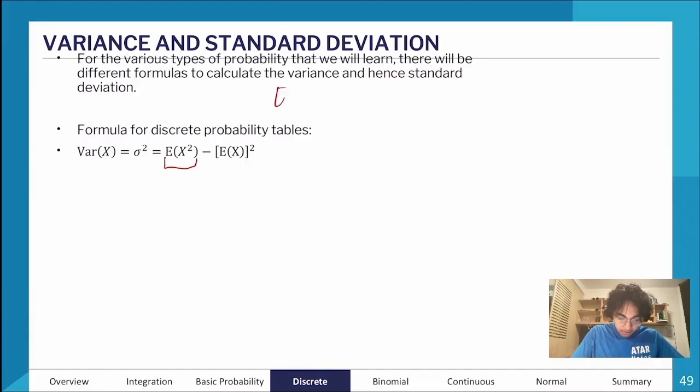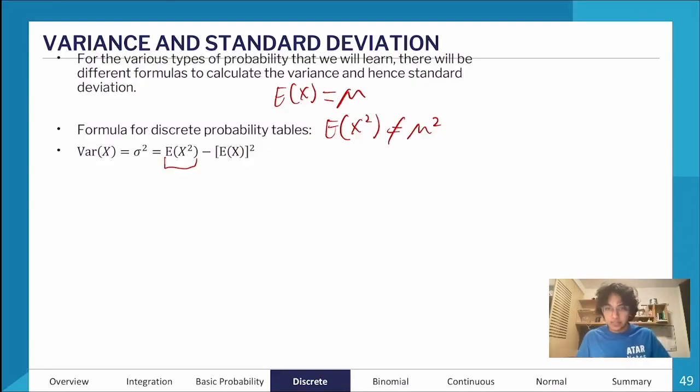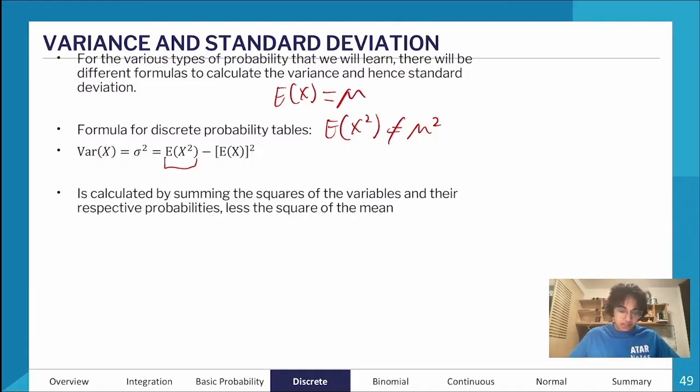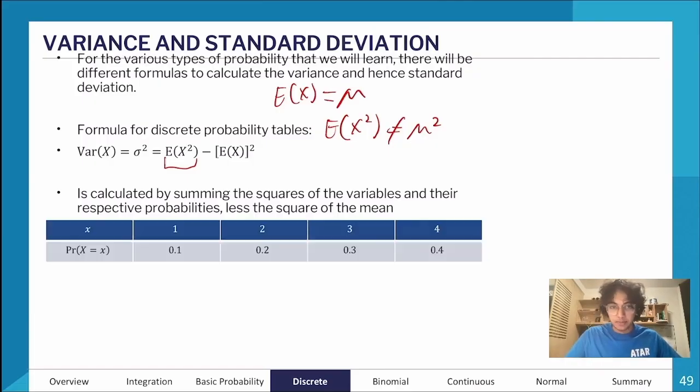So if you guys remember, E of X is just equal to the mean. So how do I work out E of X squared? And it's not just the mean squared, okay? For E of X squared we need to make a new probability distribution table with every value squared, and then we just work it out as per normal. So we sum up the squares of the variables and their respective probabilities, then we square the mean.